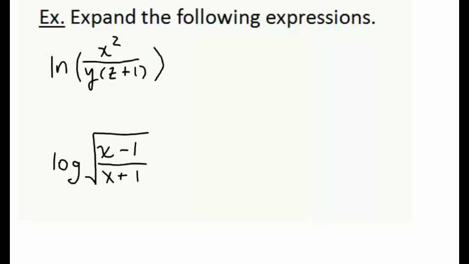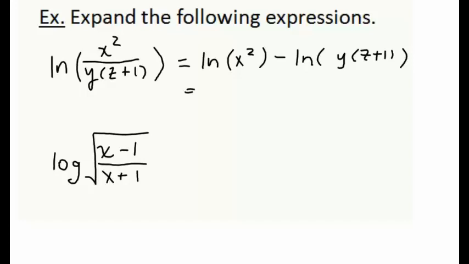Now, because we have two expressions that are divided here, we can break this up into two natural logarithms that are separated by a minus sign. So in this case, we can say ln of x squared minus ln of our denominator, which is y times z plus 1.